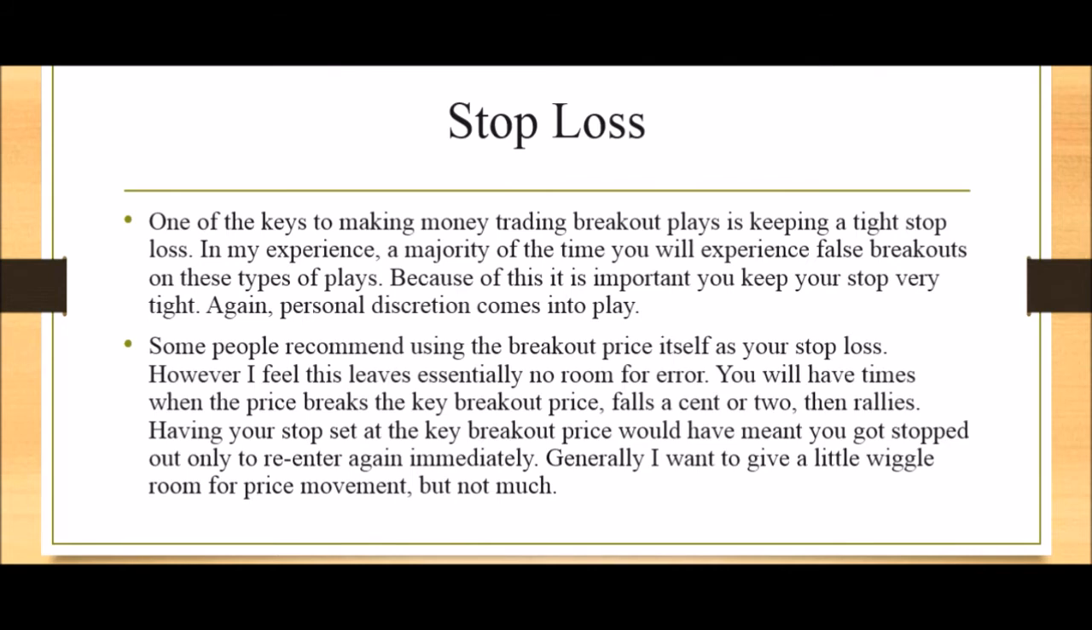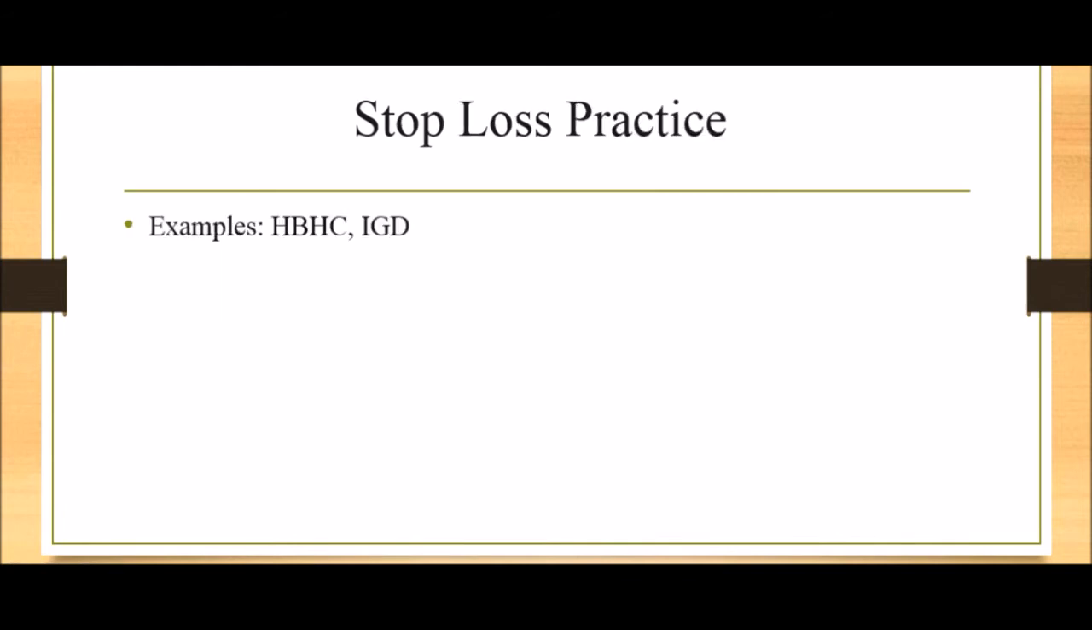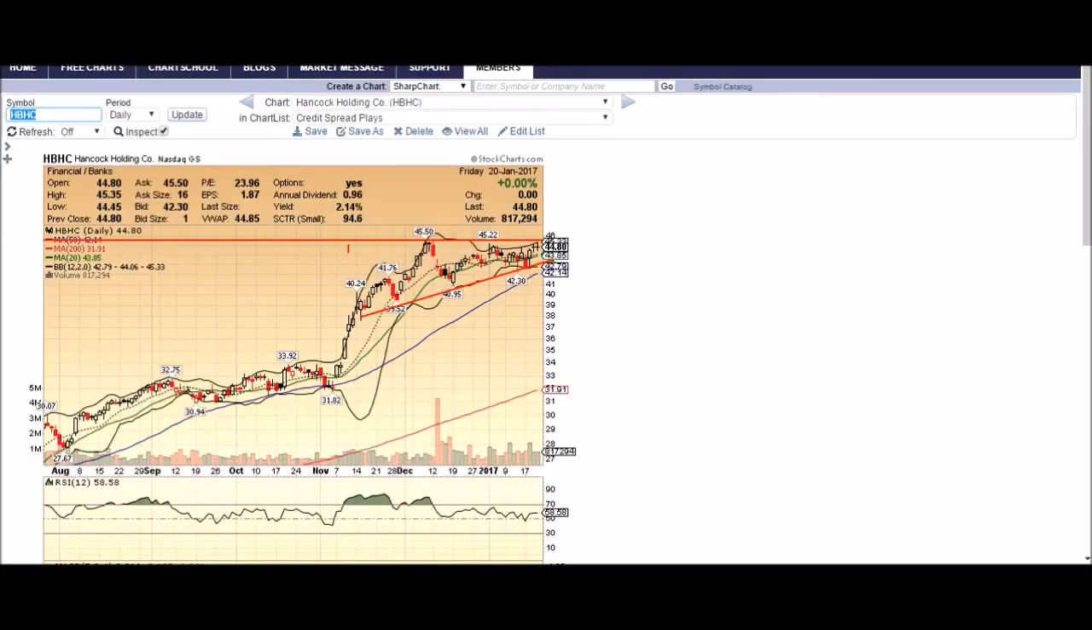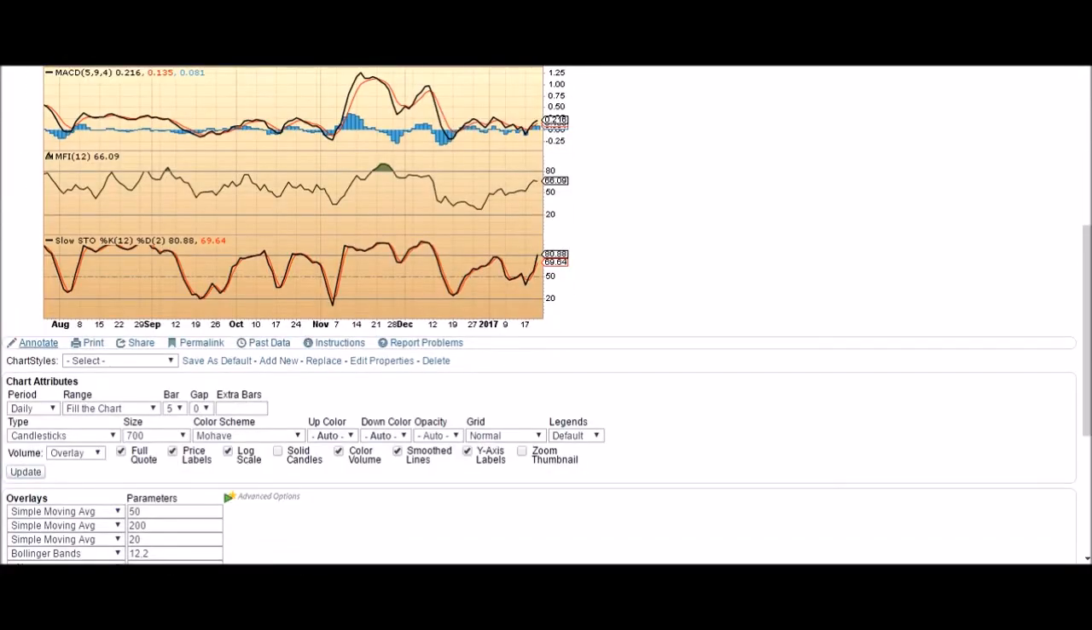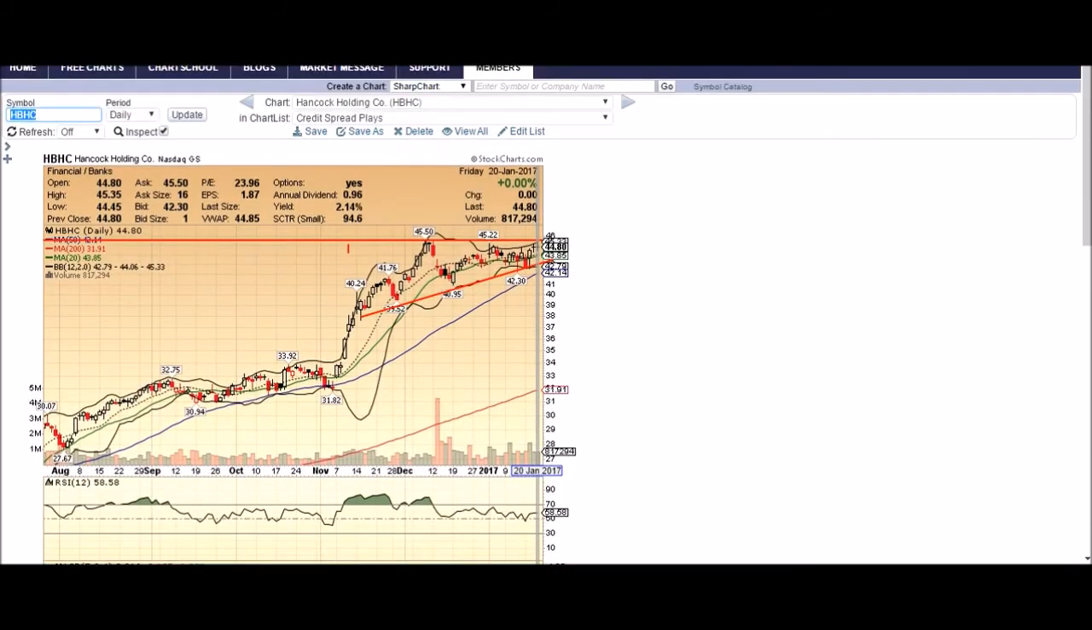And a lot of personal discretion, again, is going to come into play depending on the price of the specific trade you have. So let's look at HBHC, that's an above 20 trade, and we'll look at IGD as well. So HBHC, let's exit out of this. So you can see when we go to annotate on HBHC, actually, no, we don't need to go to annotate on this. When we see the key breakout price is 45.50, you would look to enter this one at 45.51 when you see 45.50 on the bid.